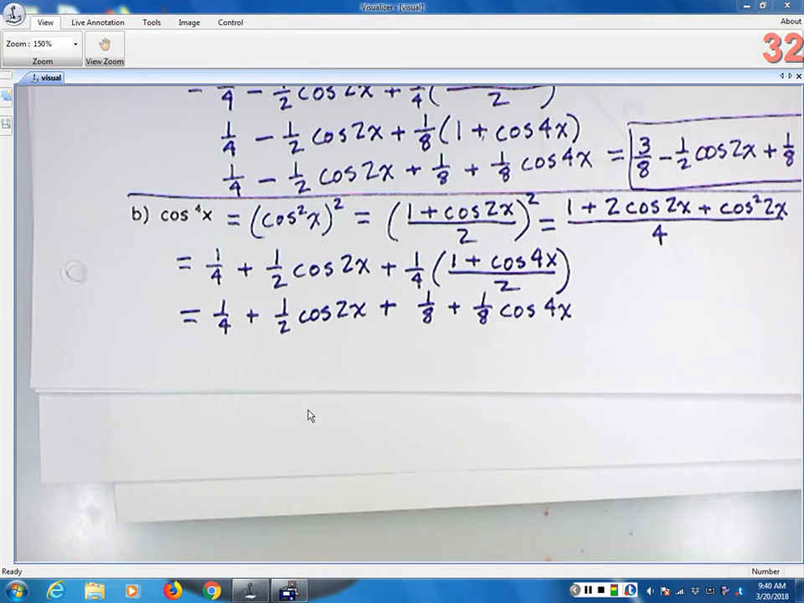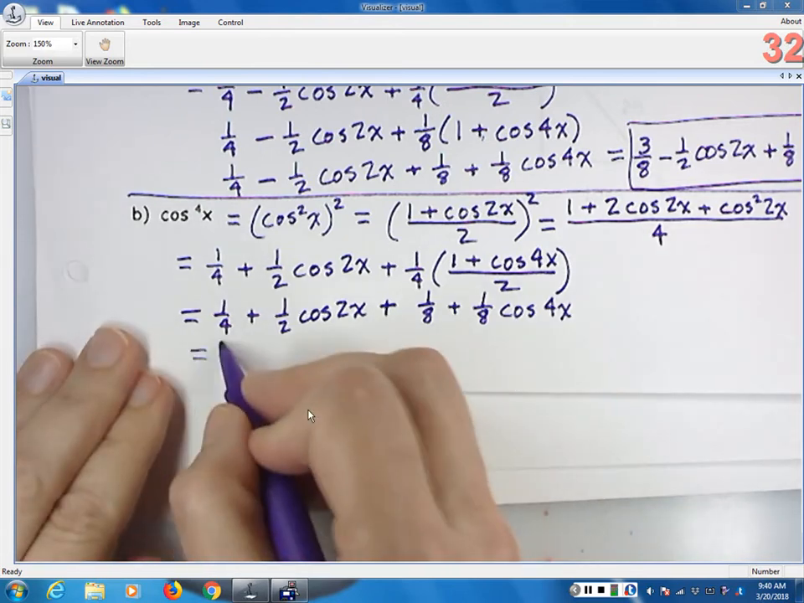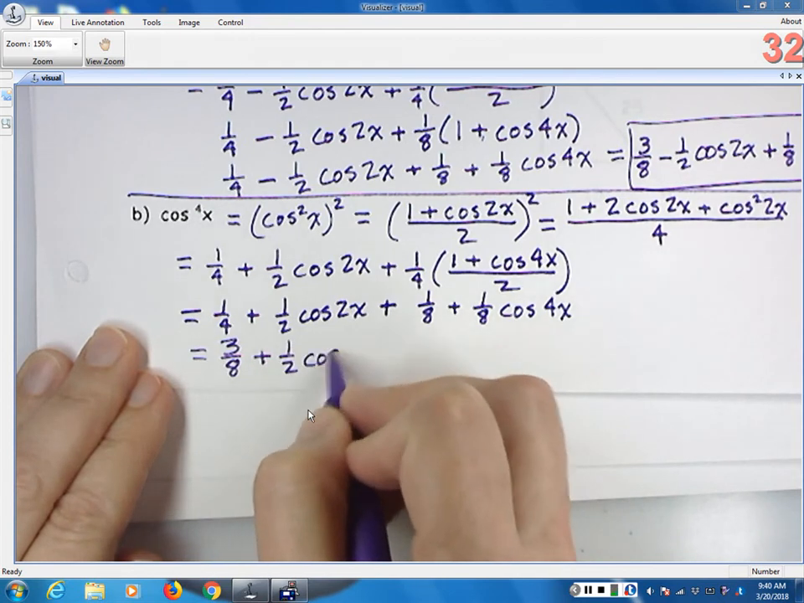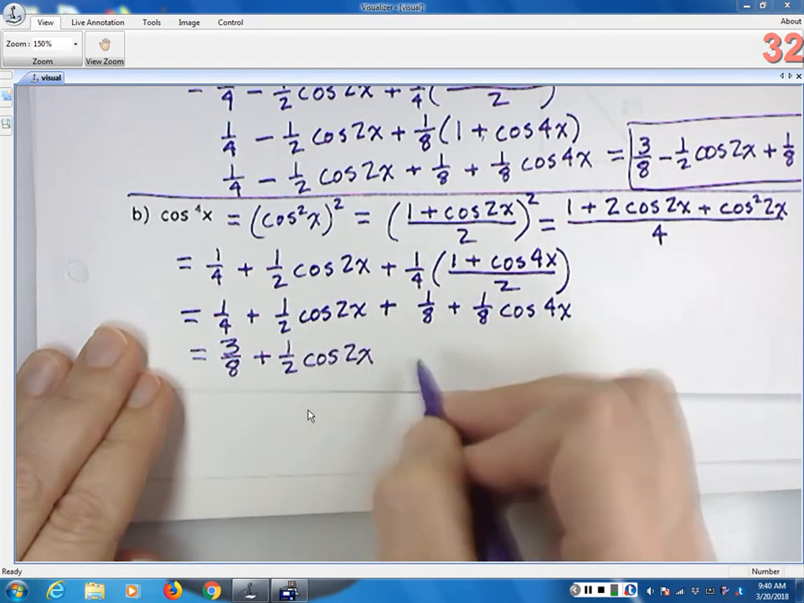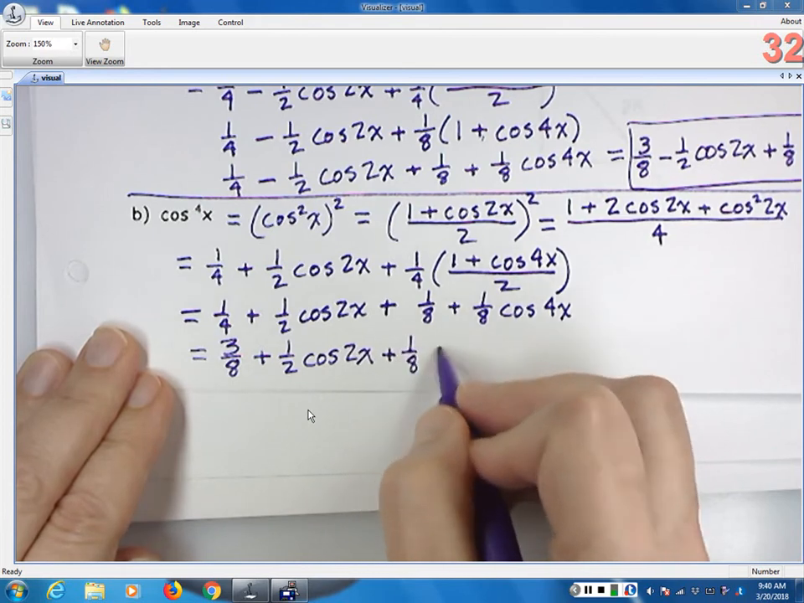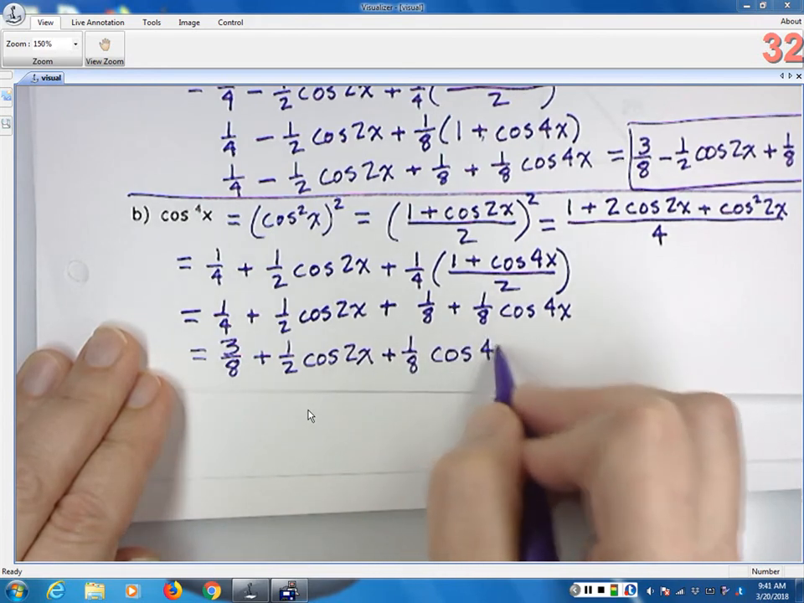And just combine a 4th plus an 8th. And the only difference is one sign. We get 3/8 plus a half cosine 2x plus an 8th cosine 4x.